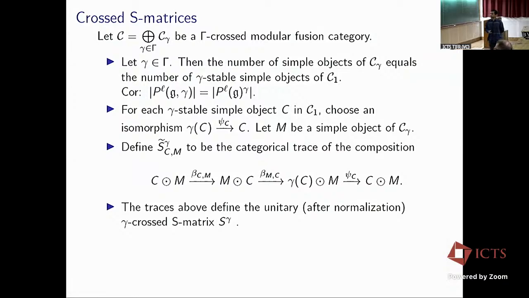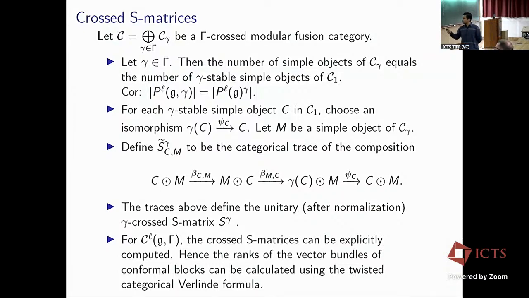For twisted affine Lie algebras, we can compute these crossed S matrices explicitly. What do these M's come from? These correspond to some finite dimensional representation of the fixed point Lie algebra. This C will determine a certain operator, and the trace of that operator will be the entry of the crossed S matrix. So these can be explicitly computed for this case of a finite group acting on a Lie algebra.